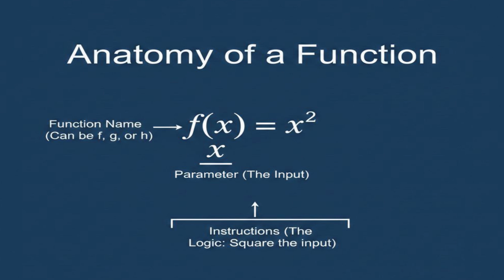For instance, let x be 2, where x is our input. This function has a specific instruction, and that is to square the input. So if x equals 2, then if you insert that input into this function, the result becomes 4, that is 2 squared. Now let's get into Python.